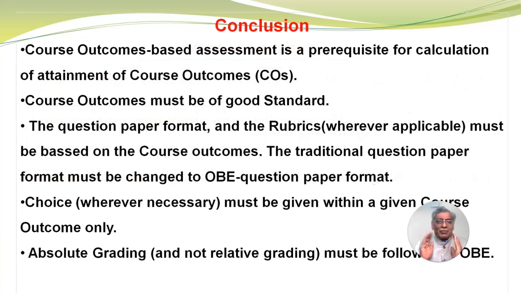Now conclusion. Course outcomes based assessment is a prerequisite for calculation of attainment of course outcomes. Course outcomes must be of good standard. The question paper format and the rubrics, wherever applicable, must be based on the course outcomes only. The traditional question paper format must be changed to OBE question paper format. Choice, wherever necessary, must be given within a given course outcome only. Absolute grading and not relative grading must be followed in OBE.